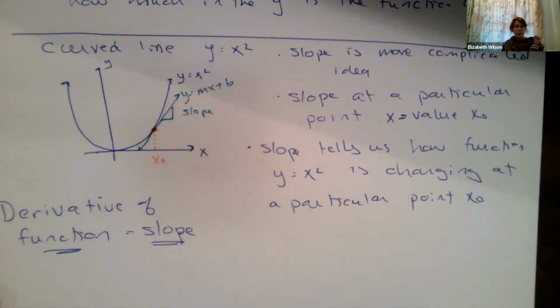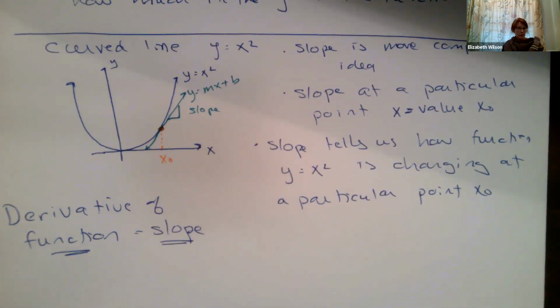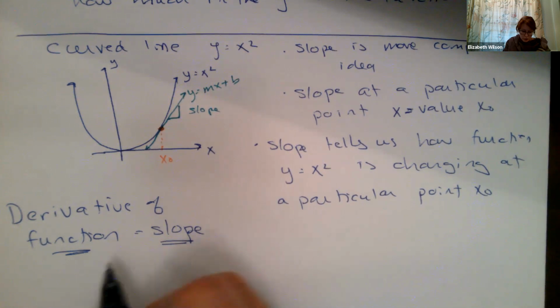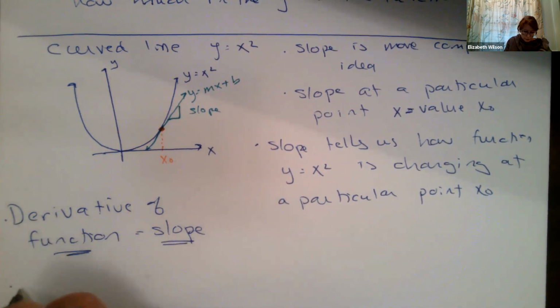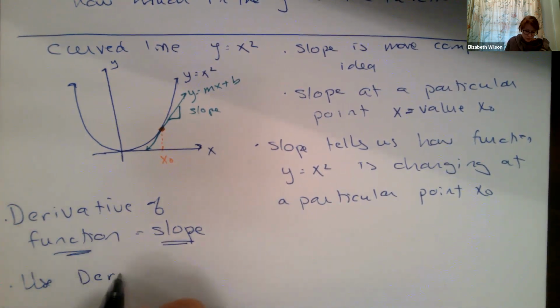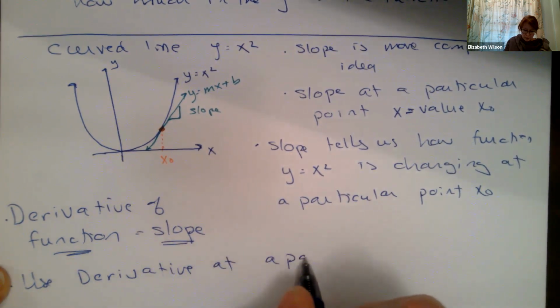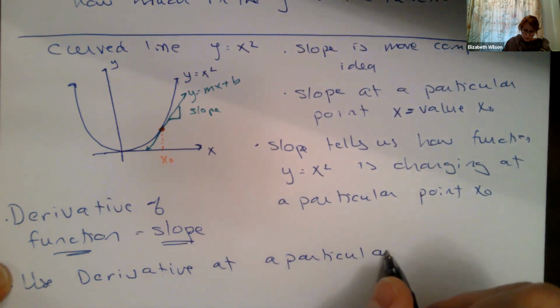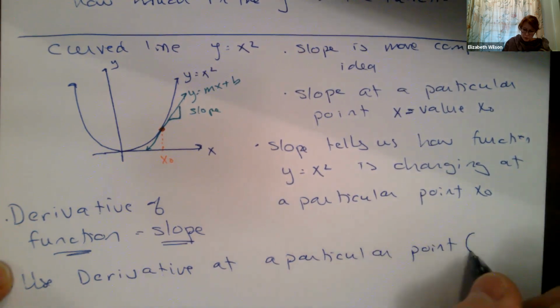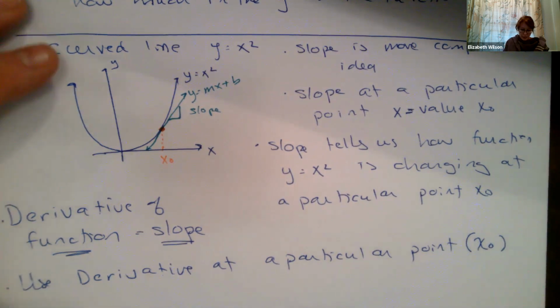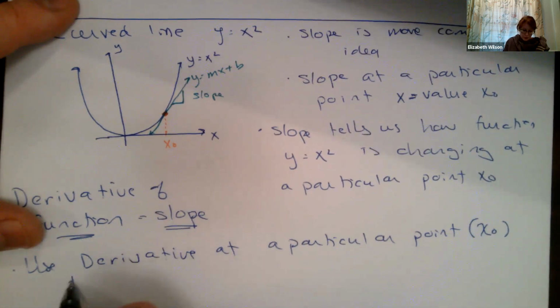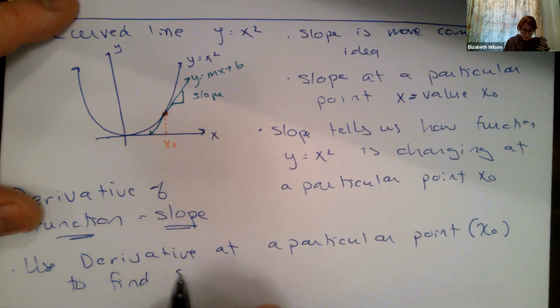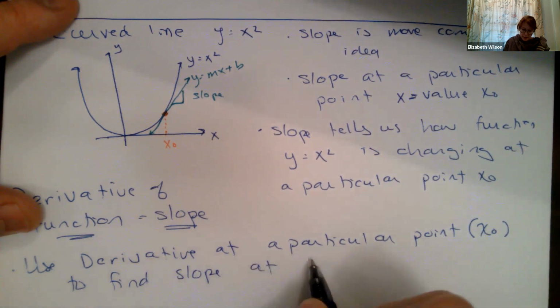Now I can come up with a generic derivative, y equals something, and then I can plug in my x naught to tell me what is the slope at this point. So I'm going to use our derivative at a particular point, and I'm going to just use my x part of that at a particular point, x naught, to find the slope at that point.